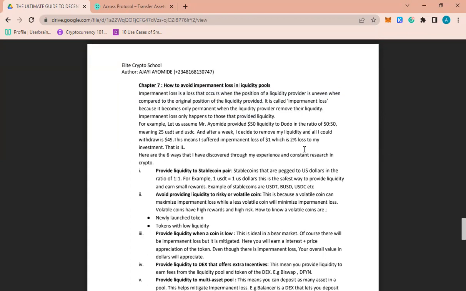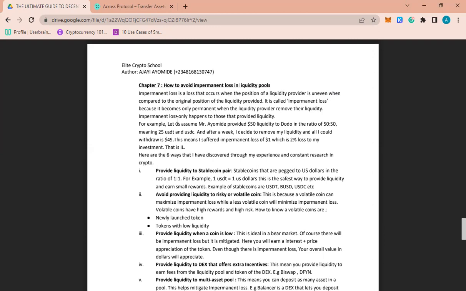Just like Dodo now, I'm suffering some impermanent loss from Dodo, and it only becomes permanent when I remove my Dodo liquidity. So I hope you get the point now. It only happens to liquidity providers. If you are staking with a validator or lending, there's nothing like impermanent loss.